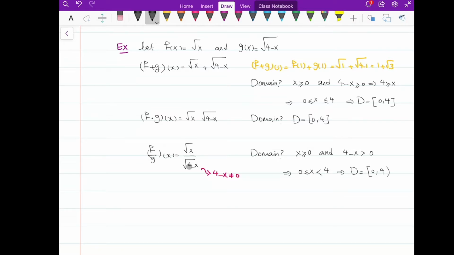Okay, so this is addition, subtraction. Subtraction is also the same.